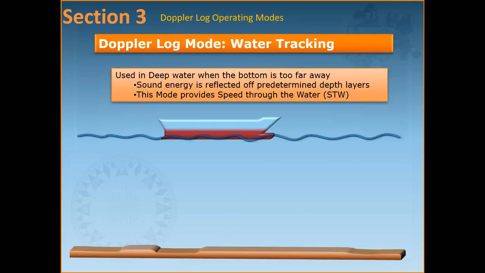In water track, it happens in deep water where the bottom is too far away to reflect sufficient energy of the sound waves. Electronic circuits within the receiver enable the sound energy reflection from a predetermined water layer to be used to measure the speed. The speed measured is speed through the water. And this mode of operation is called water track or water lock.